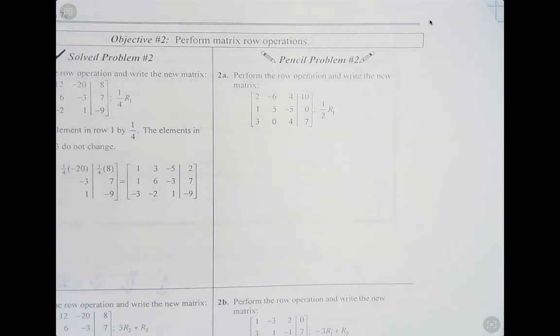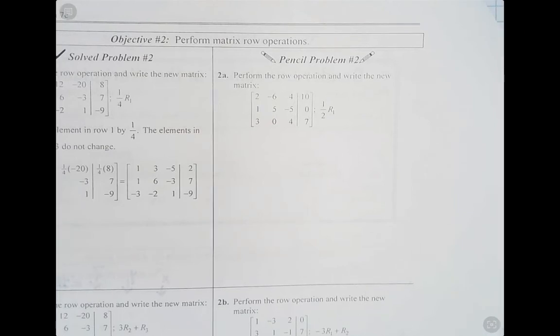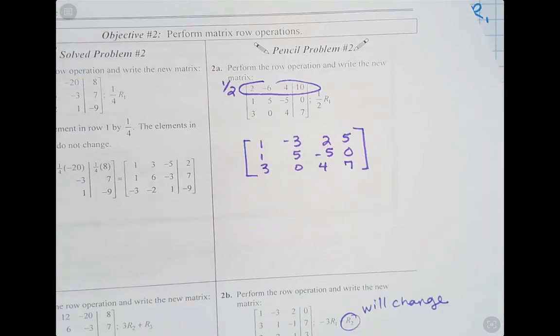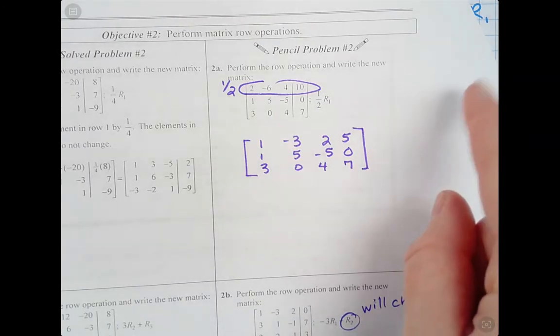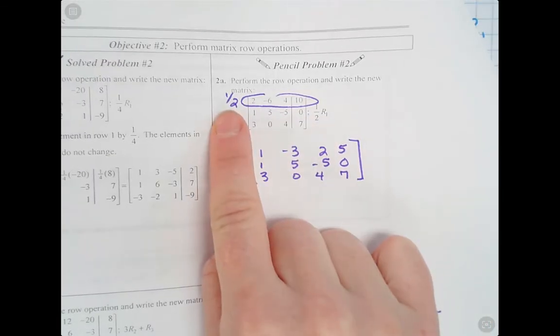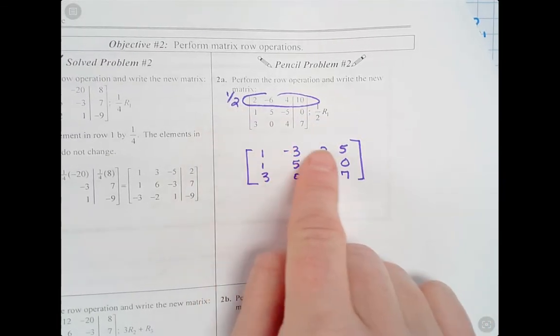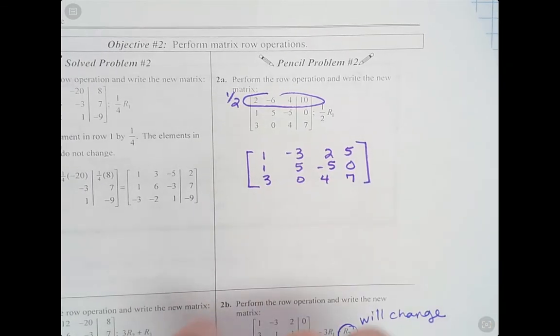So do 2A and 2B. Okay, I'll show you 2A. If we're just doing half of row 1, we're going to replace row 1 with half of it. So it'd be 1, -3, 2, and 5. Everything else would stay the same. Check yours.